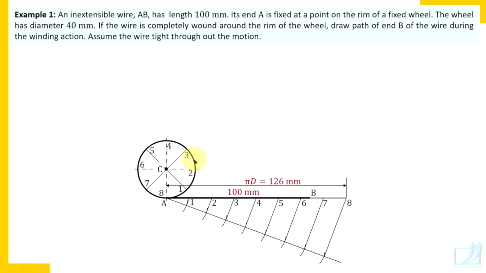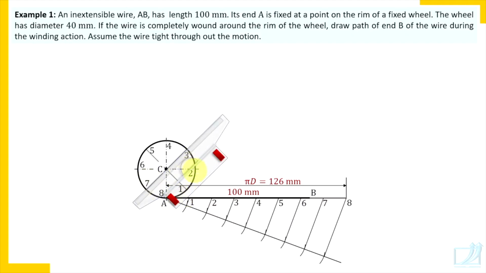Now from all these points which we have marked on the circle, you are going to draw tangents. Actually, these tangents are intermediate positions of the wire during this winding action. So how to draw those tangents? Try to understand. We are going to draw the tangent at point 1. Check here, diameter 7,3. Is it perpendicular to the radius C1? Yes. So take help of that.